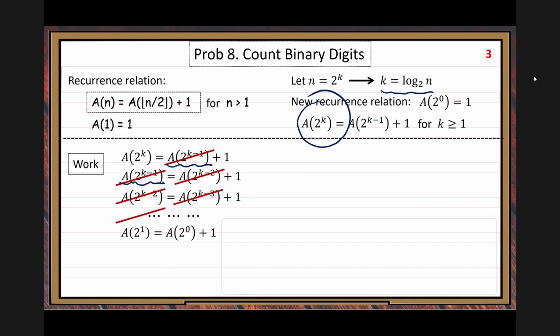All the way down to the bottom, the last one, then you can see after the cancellations, how many terms are left? Left-hand side, only one top term. All the remaining canceled. Right-hand side, one bottom a term, then there are a certain number of ones added up. The question, how many ones do we need to add up?